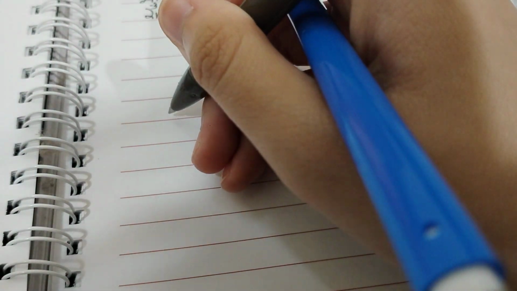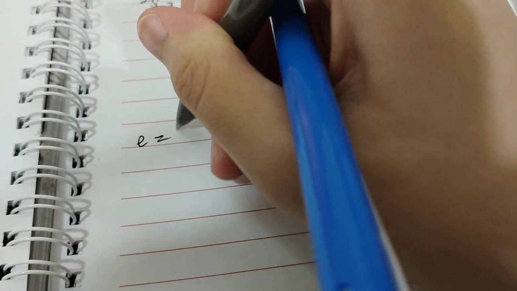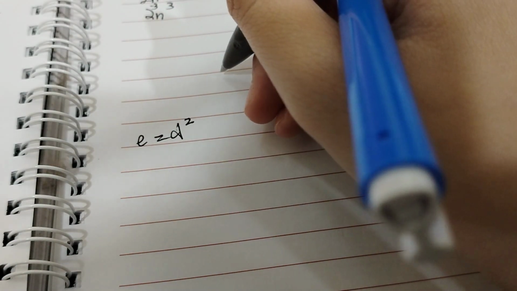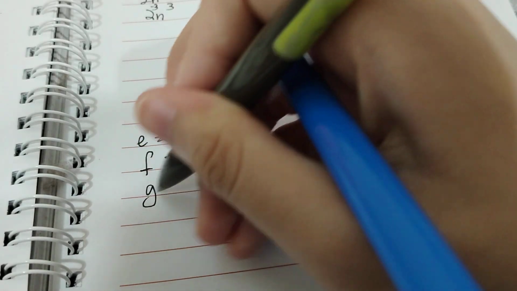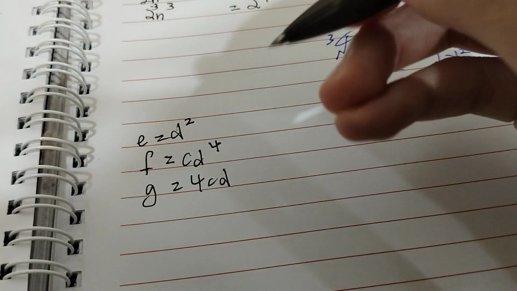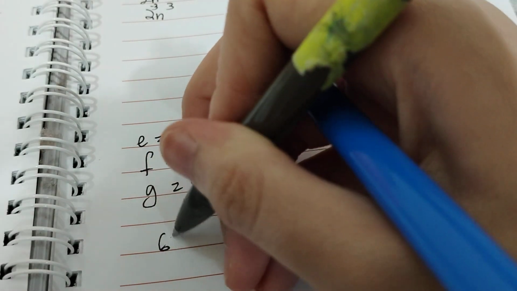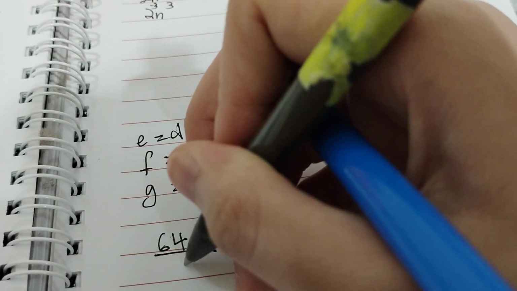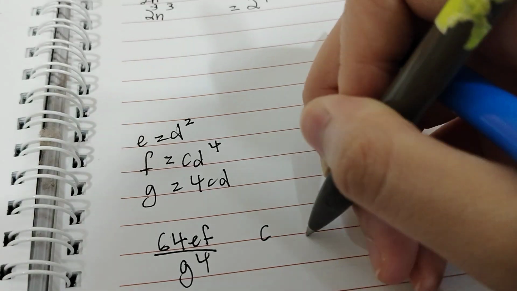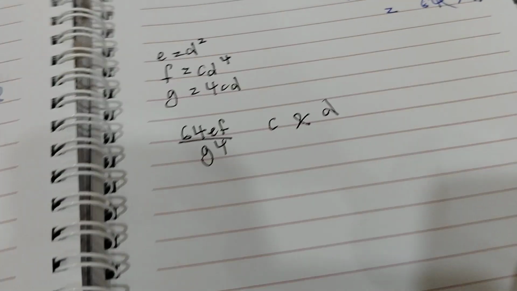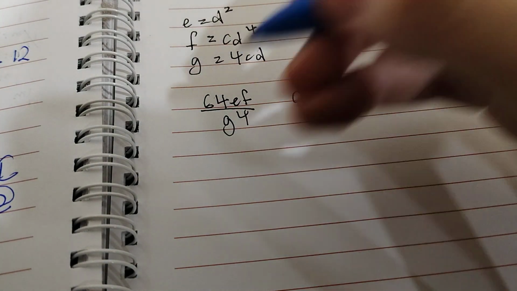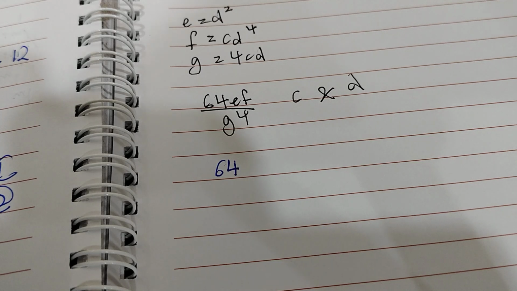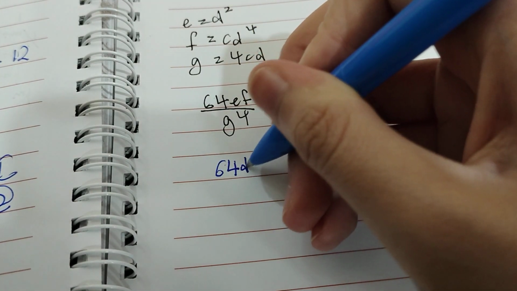Okay, over here we have, okay, hold up. Given that E is equivalent to D squared, given that F is equivalent to CD4, given that G is equivalent to 4CD, please express that in terms of C and D. Okay. So we want to get rid of the E's and G's, is what they're saying. So 64 stays there. So this becomes D squared.